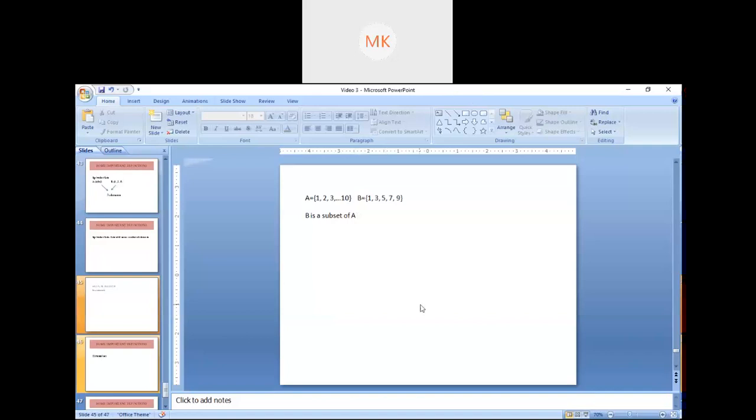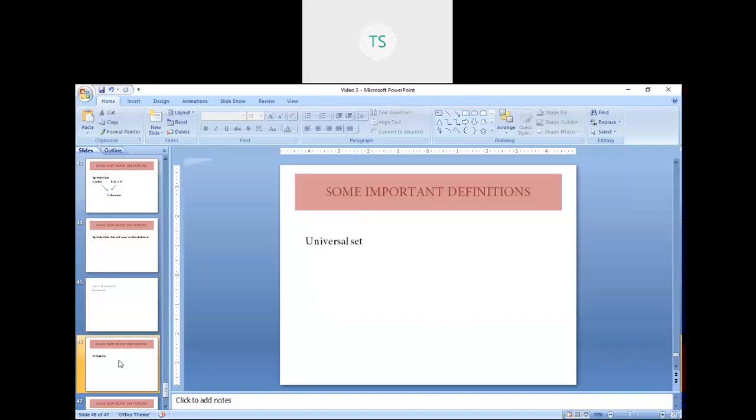Yes, ma'am. Okay, so after subset, you will have a definition of a universal set. Now, universal set. If I say the word universe, what do you mean by universe? If I close my eyes and think about the word universe, I have a picture like we are floating in that universe. In the universe, there are so many planets and stars and everything. Is it true that the universe is a bigger space and we are within that universe?